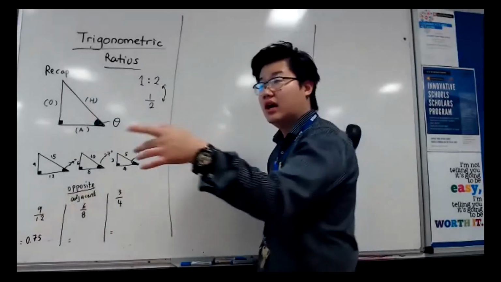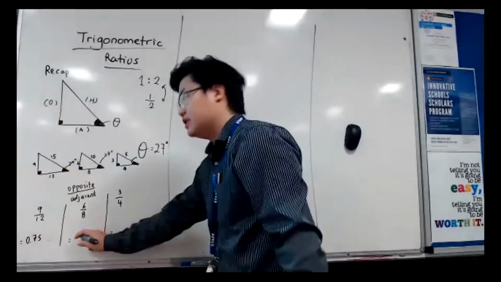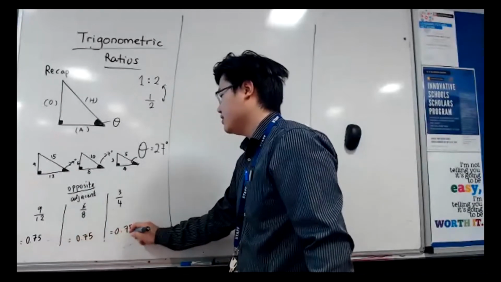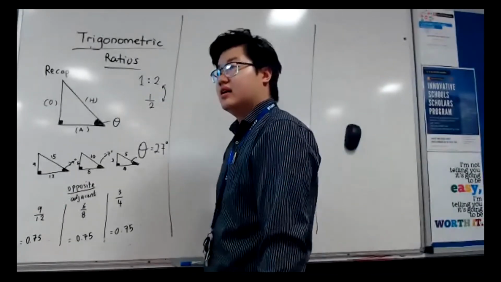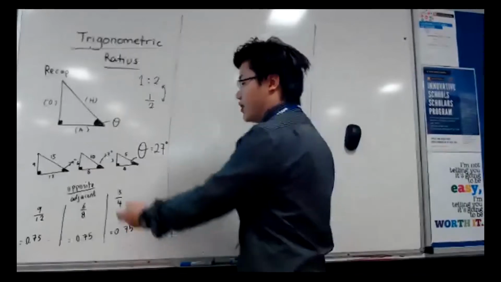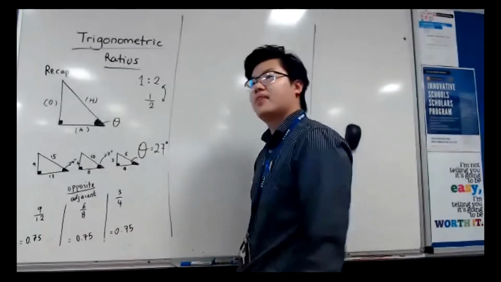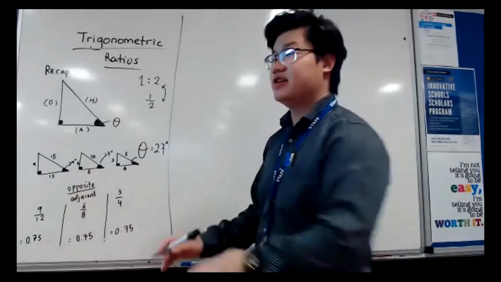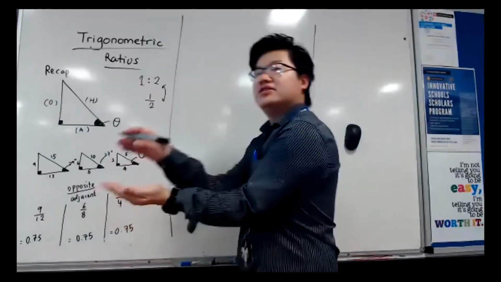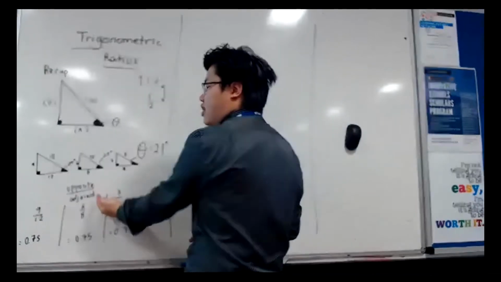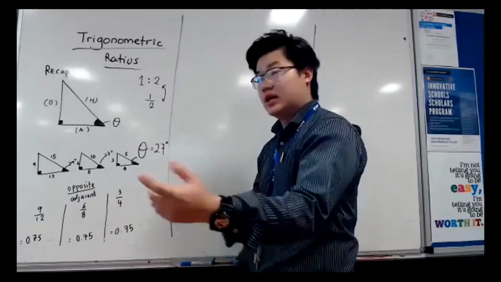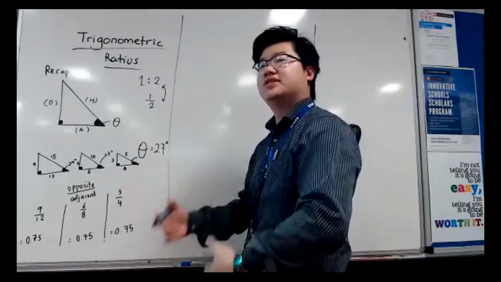What's 0.75 in fractions? 3 over 4, 3/4. They're all the same. Alyssa said they're all the same, 0.75. So the ratio is all the same, isn't it? That's because they all have the same reference angle. So it doesn't matter how big the triangle is, as long as the reference angle is the same, the ratio of opposite to adjacent is always the same. All these are just the theories working behind the scene.